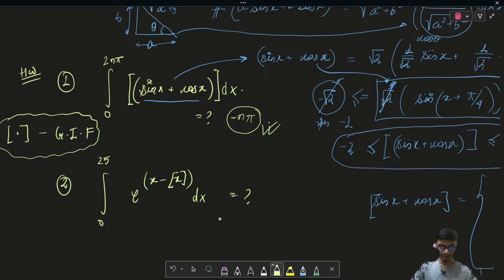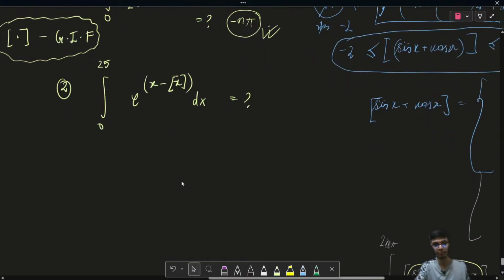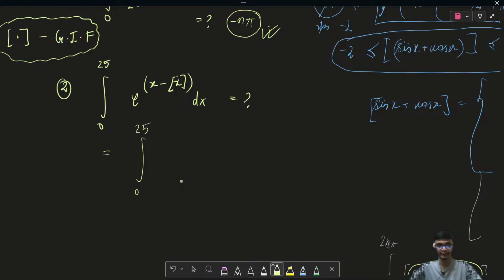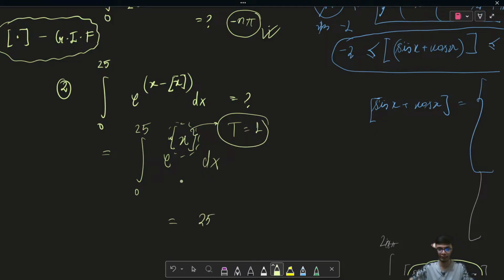So with this part, let's try to analyze the second problem. The second homework problem is much simpler. What you do over here is that you know that the integration is given from 0 to 25, right? And x minus greatest integer of x is basically nothing but the fractional part of x, and you know the fractional part of x has a fundamental period of 1. So it is equivalent to 25 times the integral from 0 to 1 of e to the power x.